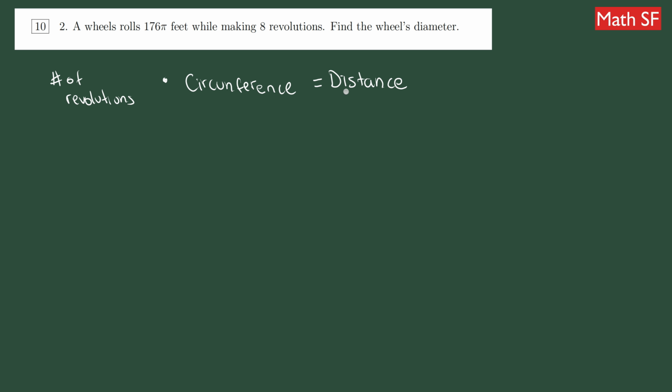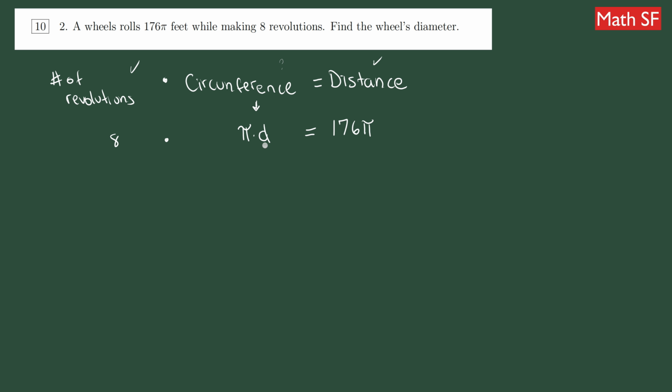Now, they're giving us the number of revolutions, so we know this part here. They're not giving you the circumference, but they are giving you the distance. So maybe we'll be able to find the circumference, but the overall question is to find the diameter. Also recall that this circumference is actually pi d. So that will give us our formula. And here the distance is 176 pi, and the number of revolutions is 8.